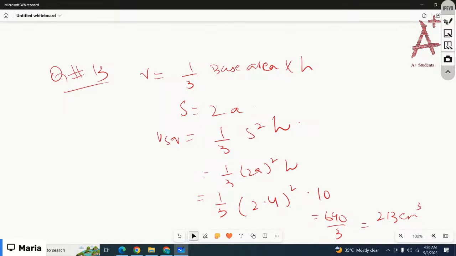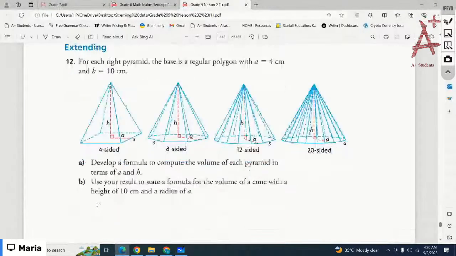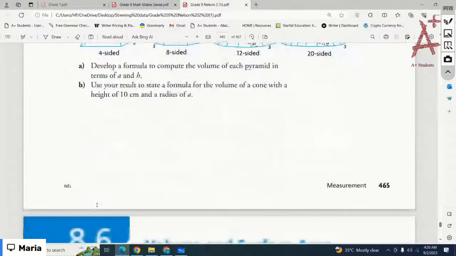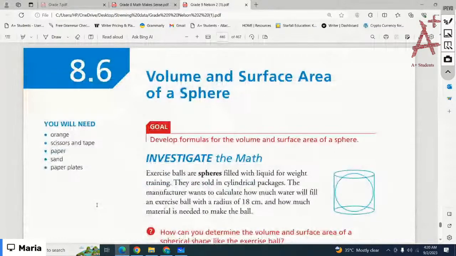Okay, you can complete the lesson by yourself. Later today we are done with the lesson. So the questions I skipped, you have to complete them on your own. We're going to start the new lesson, that is volume and surface area of a sphere. Let's just start with the lesson.